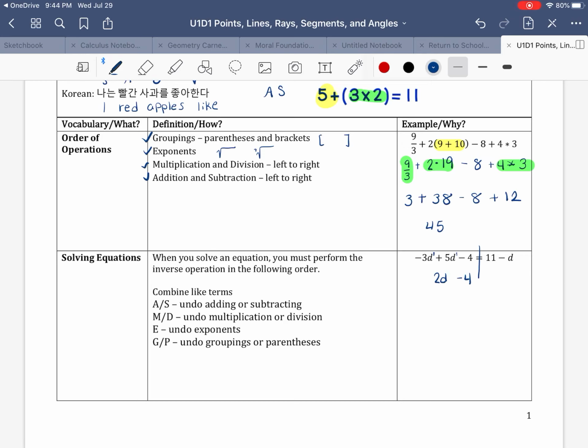All right, now I'm going to look at my right-hand side. I have 11 and I have a negative D, right? My 11 doesn't have a variable. D is a variable. They are not like terms. I cannot combine them. So I'm just going to bring them down.